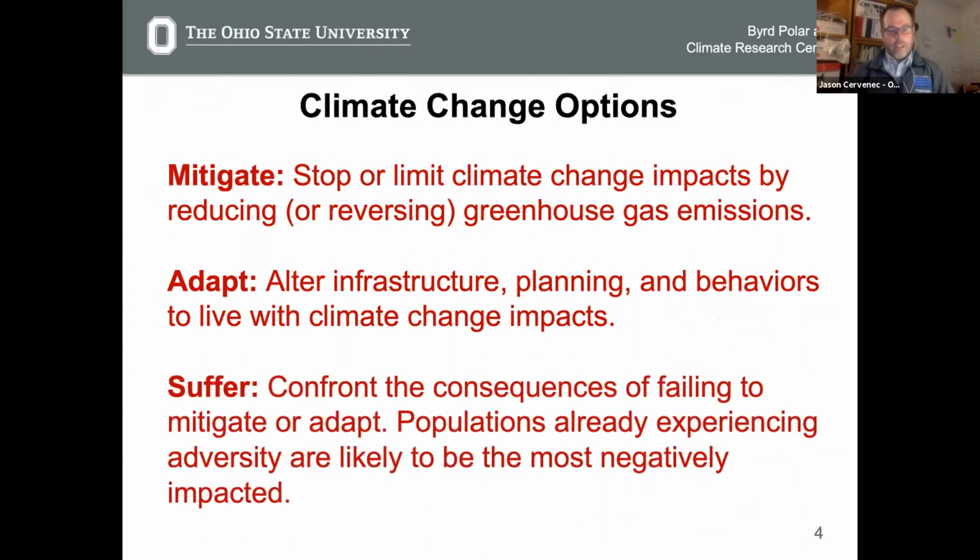And the last option is really where nobody wants to find themselves, which is if you fail to mitigate and adapt, the default is to suffer. And vulnerable populations will be those that suffer most because they have the fewest resources to deal with those changes. And so with this backdrop in mind, I can set the stage for the work that's been done in Columbus over the last 4.5 years.